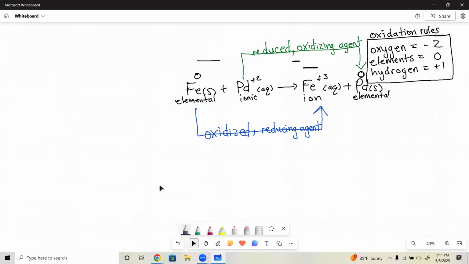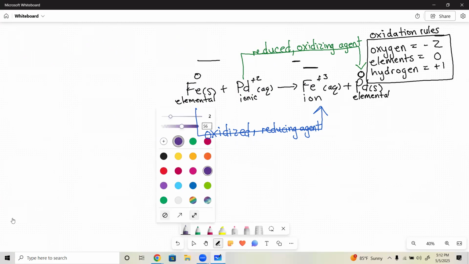Okay, so we want to know how to balance this thing. And there's a long version, but he's not asking you to know the long version. So I'm gonna show you how to do the long version, but we're gonna see that this is an easier, or this is a shorter version. I'll just say it like that.